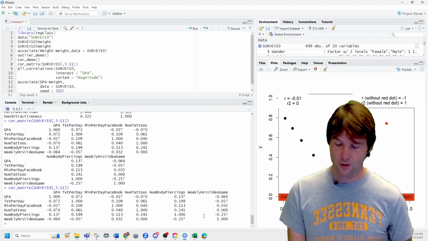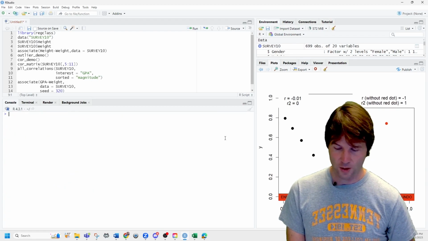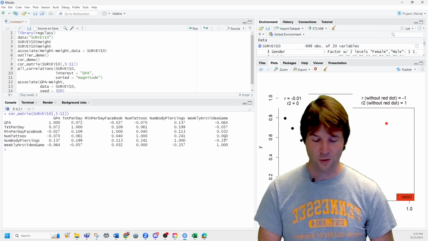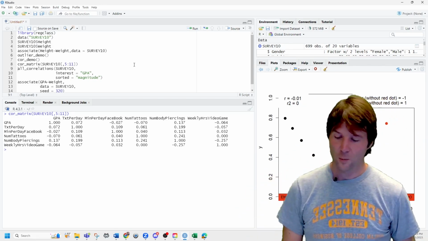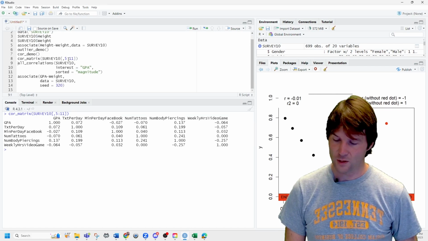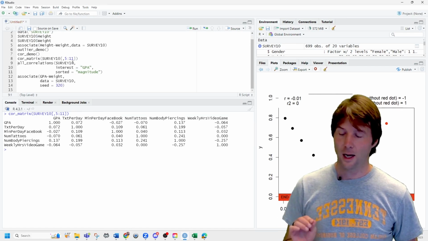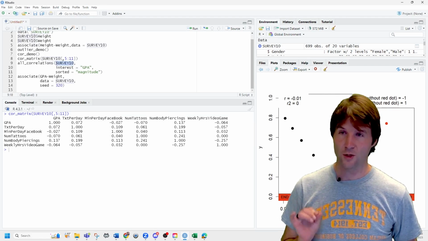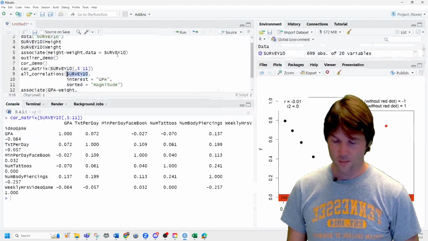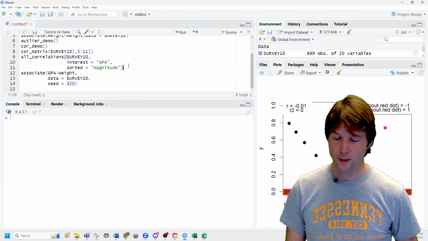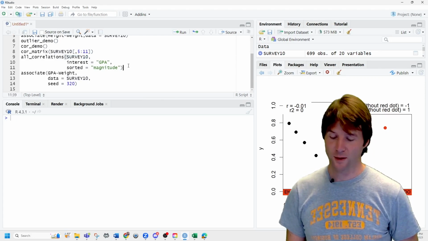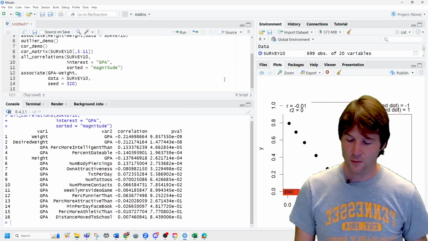Now, correlation matrices are used a lot, and we'll just show that one correlation matrix there by clearing the console. It's still kind of a lot to connect the dots on, but we're gonna go right here and use the same code and tell it, I want to do all the correlations for survey 10. I am interested in the variable GPA, and I want you to sort it by the magnitude, which is the absolute value of the correlation. So take a look right here.